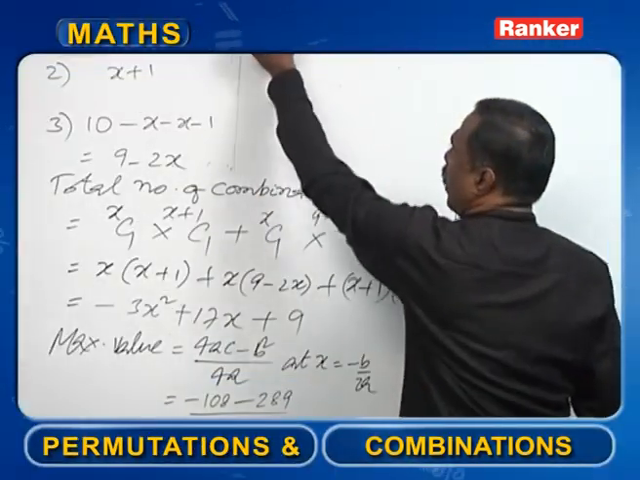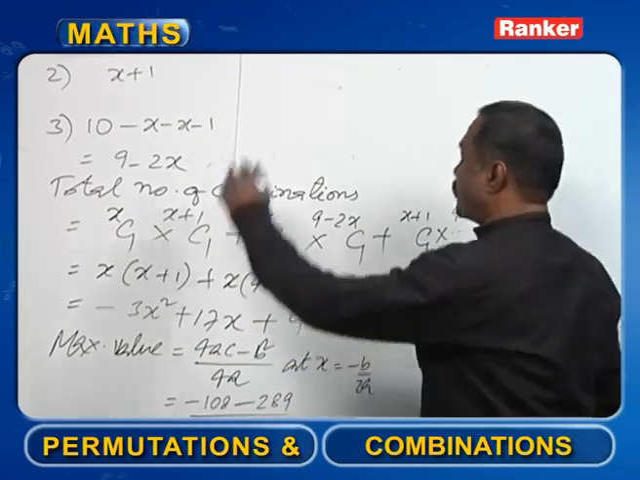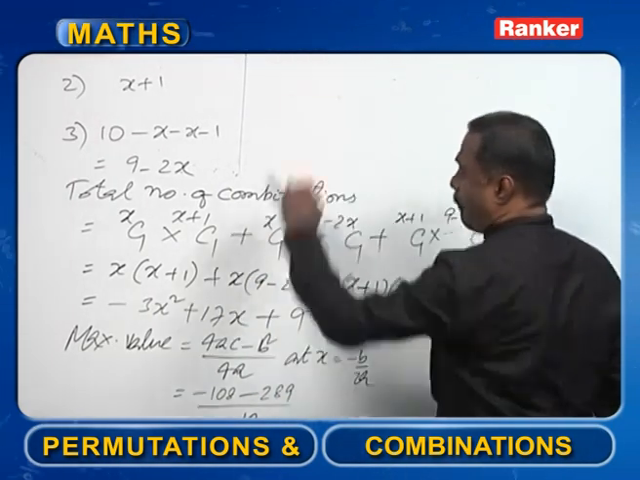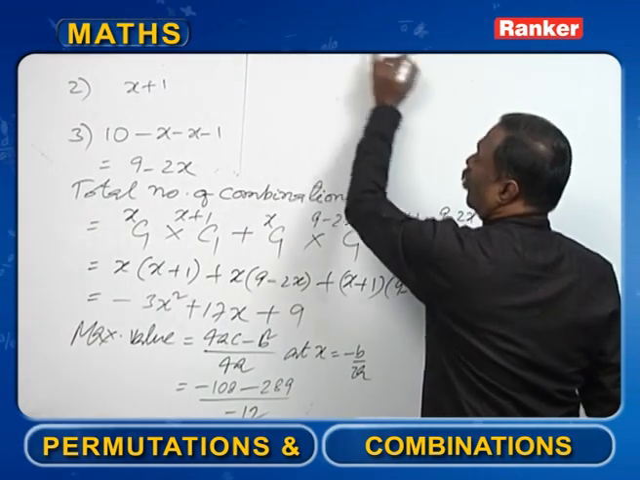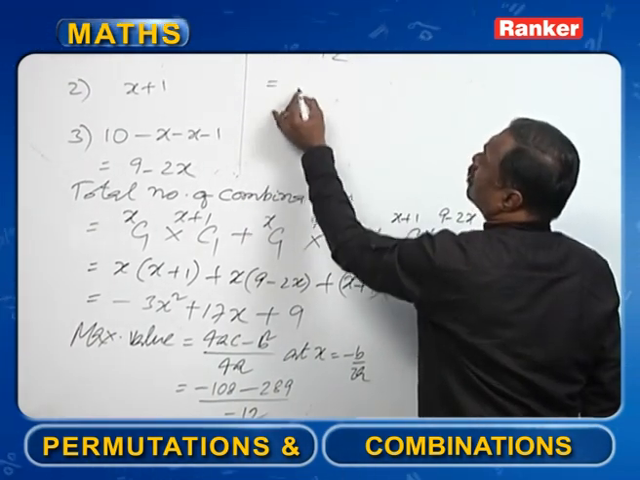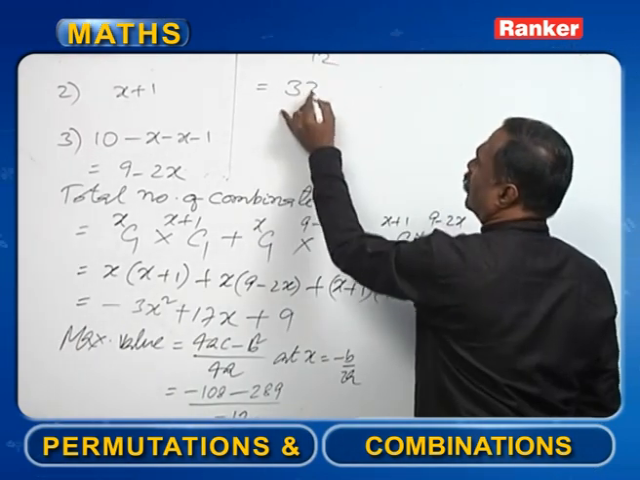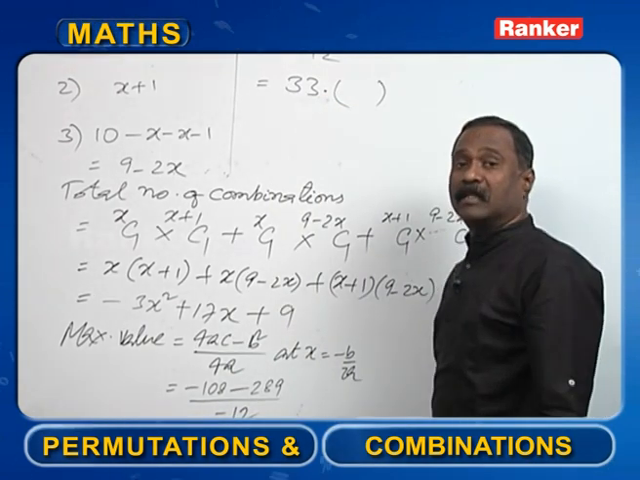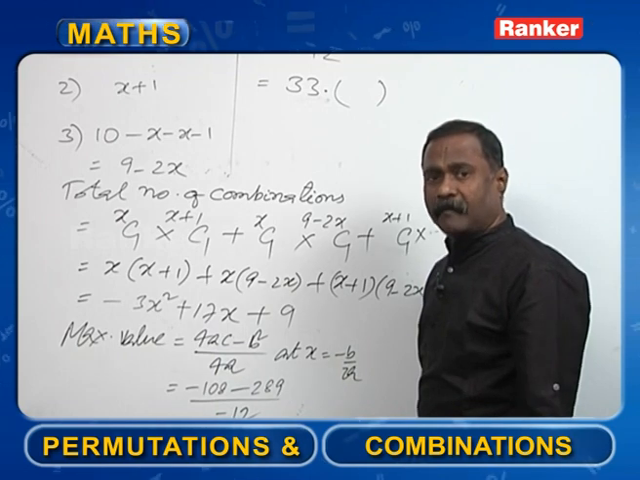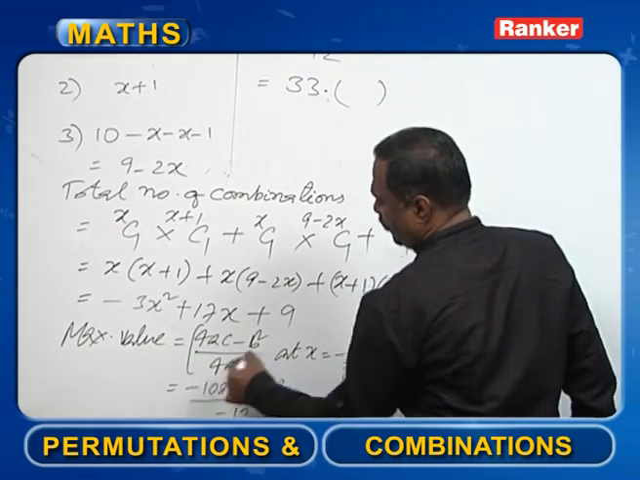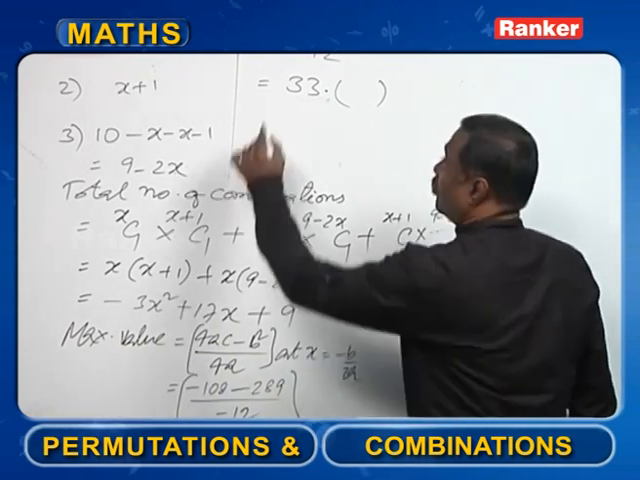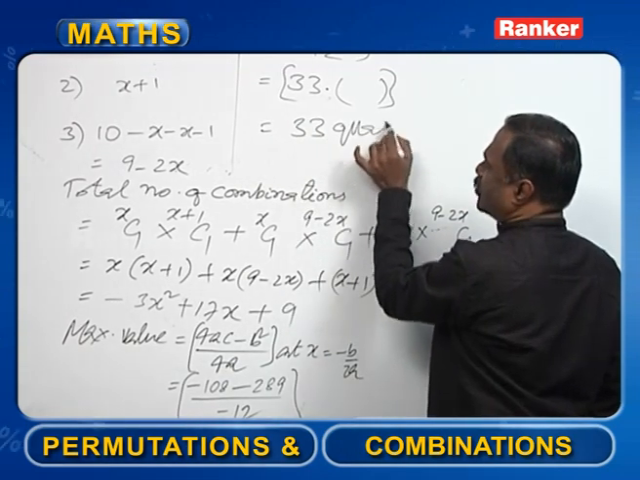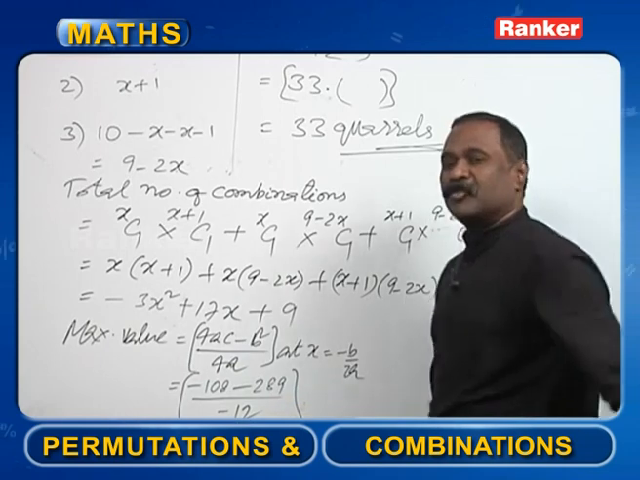What should be the value now? It is nothing but 397 upon 12, so you will get 33 point something. We need the number of quarrels, which should be an integer, so take the integral part of it, that is the step value. If you take the step value, it is 33 quarrels. A maximum of 33 quarrels takes place, not more than that.